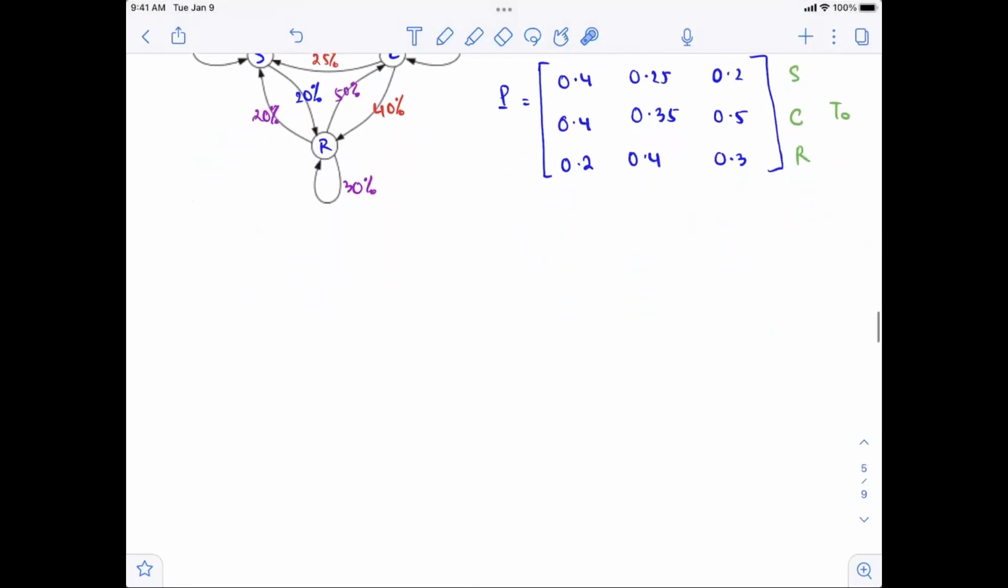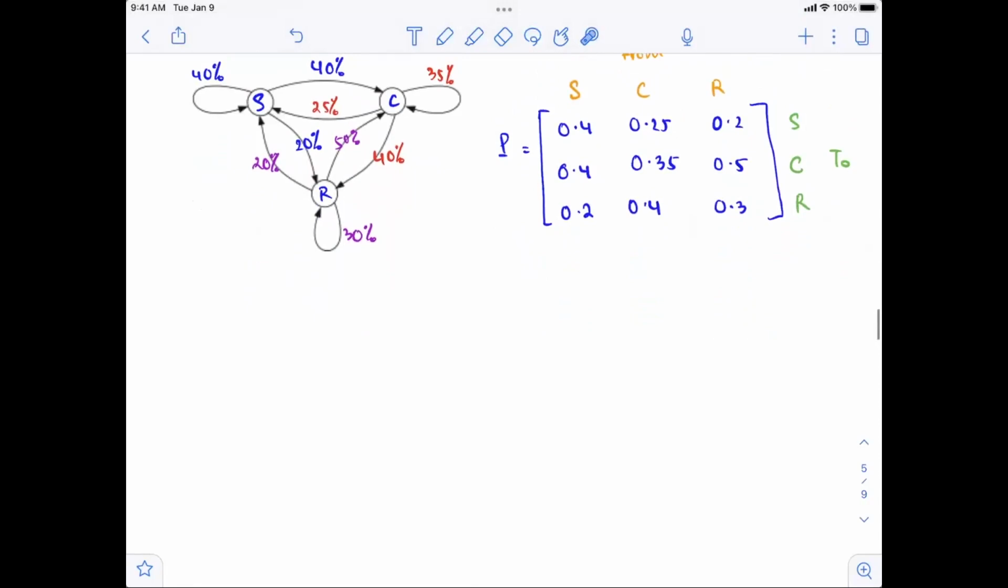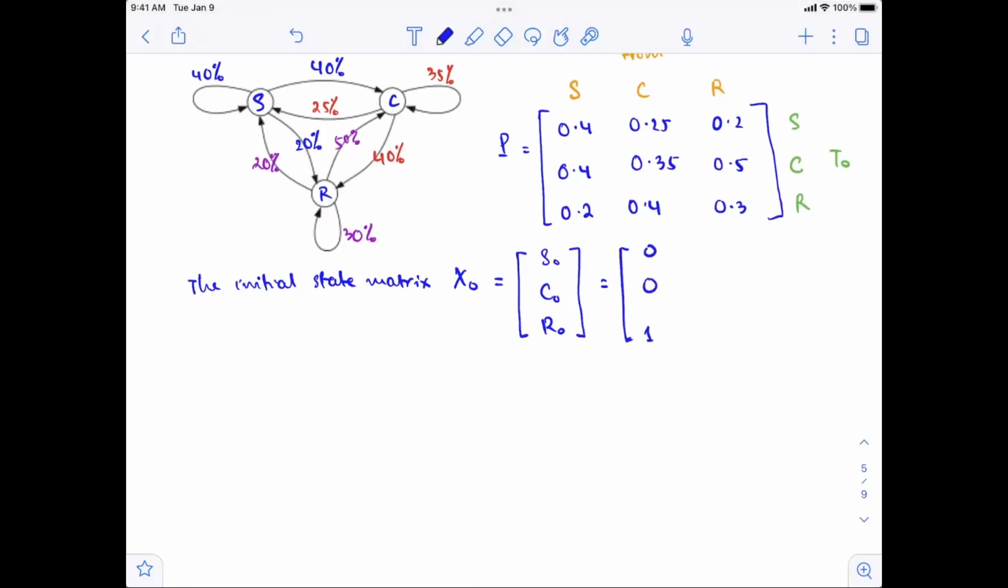And the initial state of these 3 states, or the initial state matrix, my X0 is equal to S0, C0, and R0, right? At the beginning, you're going to start with the day of a raining day, right?